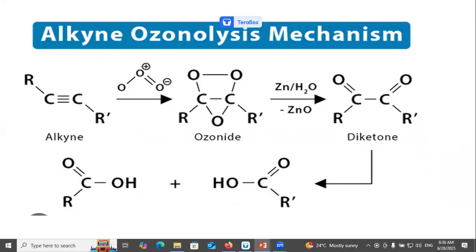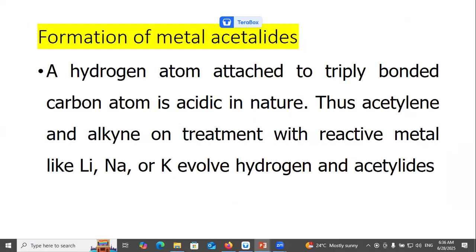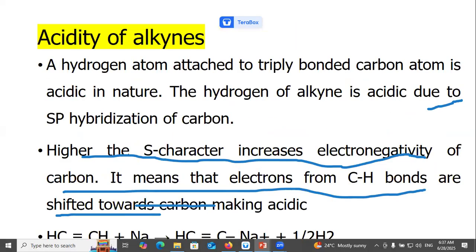Alkyne ozonolysis mechanism. Alkyne ozonoid compounds, diketone. Formation of metal acetylides, a hydrogen atom attached to triply bonded carbon atom is acidic in nature. The acetylene and alkyne on treatment with reactive metal like lithium, sodium, or potassium evolve hydrogen and acetylides. Acidity of alkynes, hydrogen atoms attached to triply bonded carbon atom is acidic in nature.